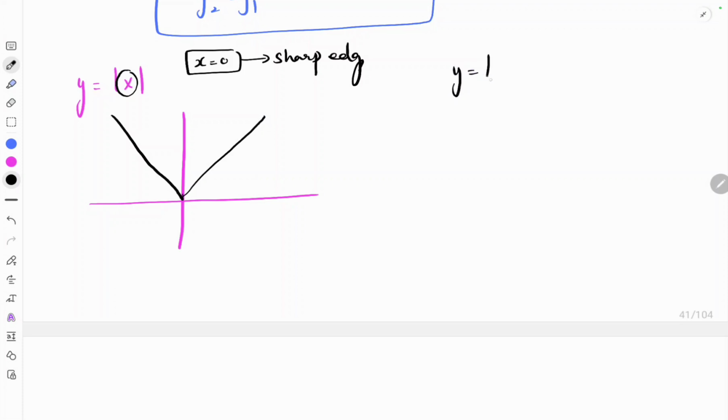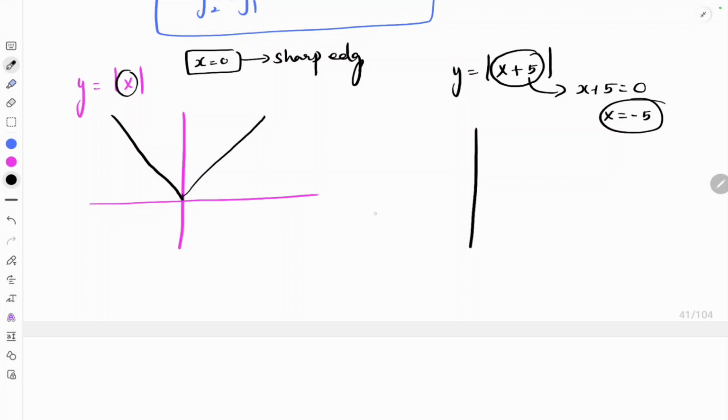Suppose y equal to modulus of x plus 5. Here we have to equate x plus 5 to 0, which means x will be equal to minus 5. So at x equal to minus 5 only, the sharp edge will be there, like this.